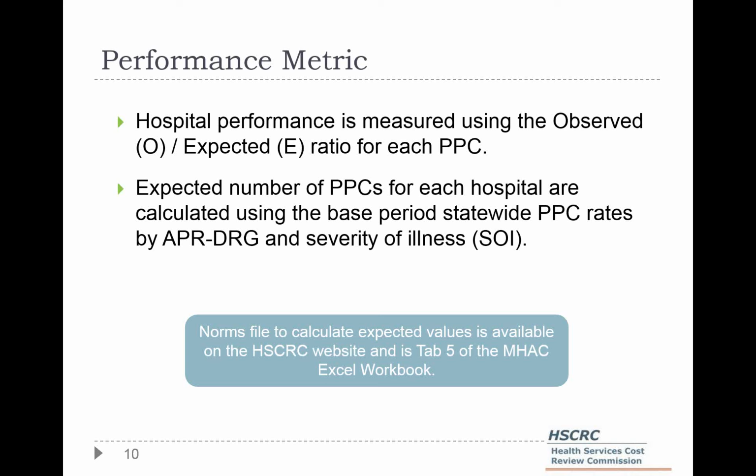Again, hospital performance in the new program is measured with the observed to expected ratio for each PPC. In order to calculate the expected numbers, we use norms from calendar year 2013 that were calculated by APR DRG and severity of illness level. This isn't changed from the previous program. However, if there are questions about how the expected numbers are calculated, you should feel free to contact us. You can also see here in the blue box that we have posted these norms on the HSCRC website, and they are included in tab 5 of the Excel workbook.